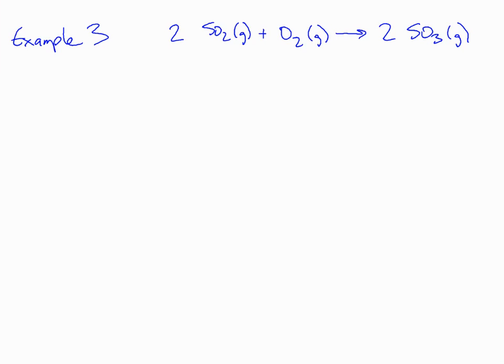So the first one, we're going to use this formula. This is the way to calculate free energy when we know a couple other things. We know the change in the entropy, we know the change in the enthalpy, and we know the temperature.